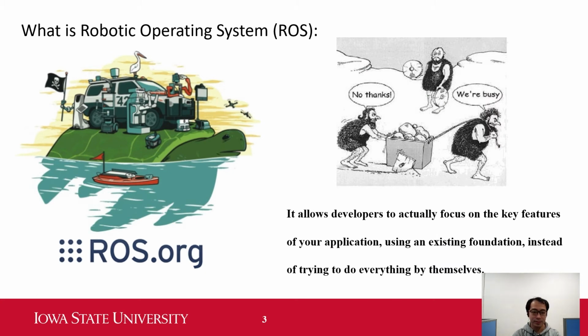Developing a robot was very time-consuming. We took time to write the code and more time on debugging. But for most of the time, we were reinventing wheels. So that's why we use ROS.